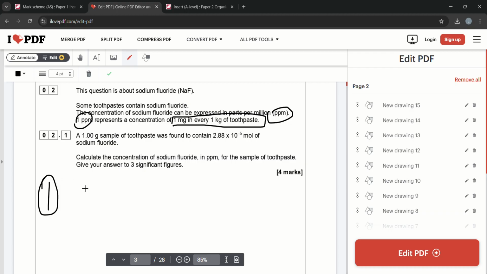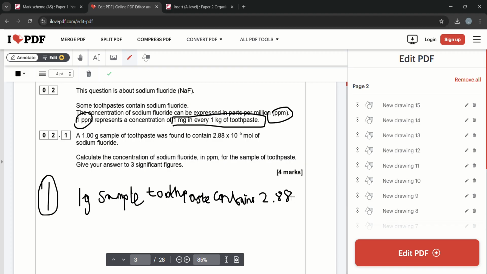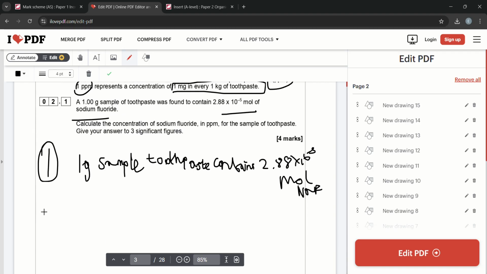So we know a 1 gram sample of toothpaste contains 2.88 times 10 to the power minus 5 mol of NaF. It's given in the question, but I just want to write it down. And now I can move on from here. So the first thing we want to do is find out the moles of NaF.